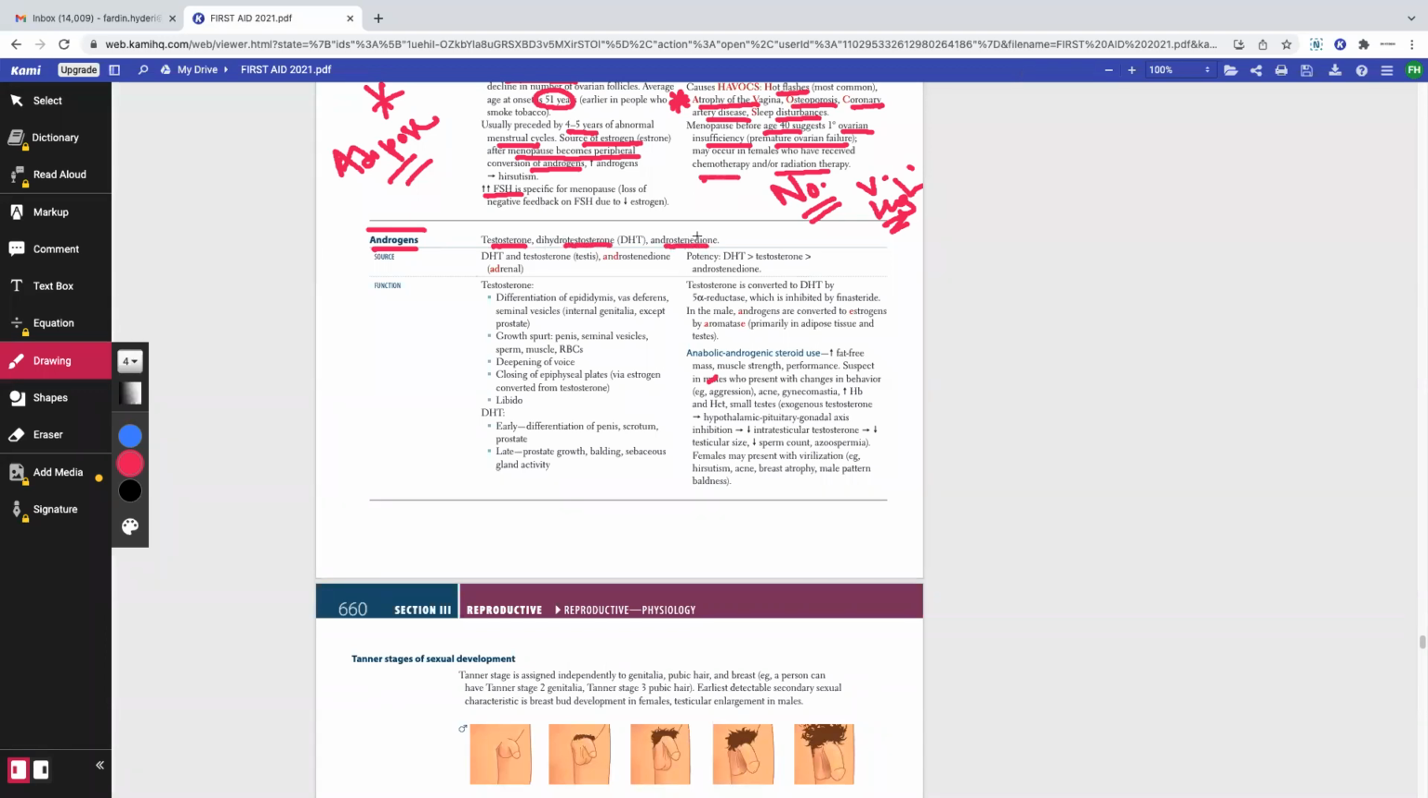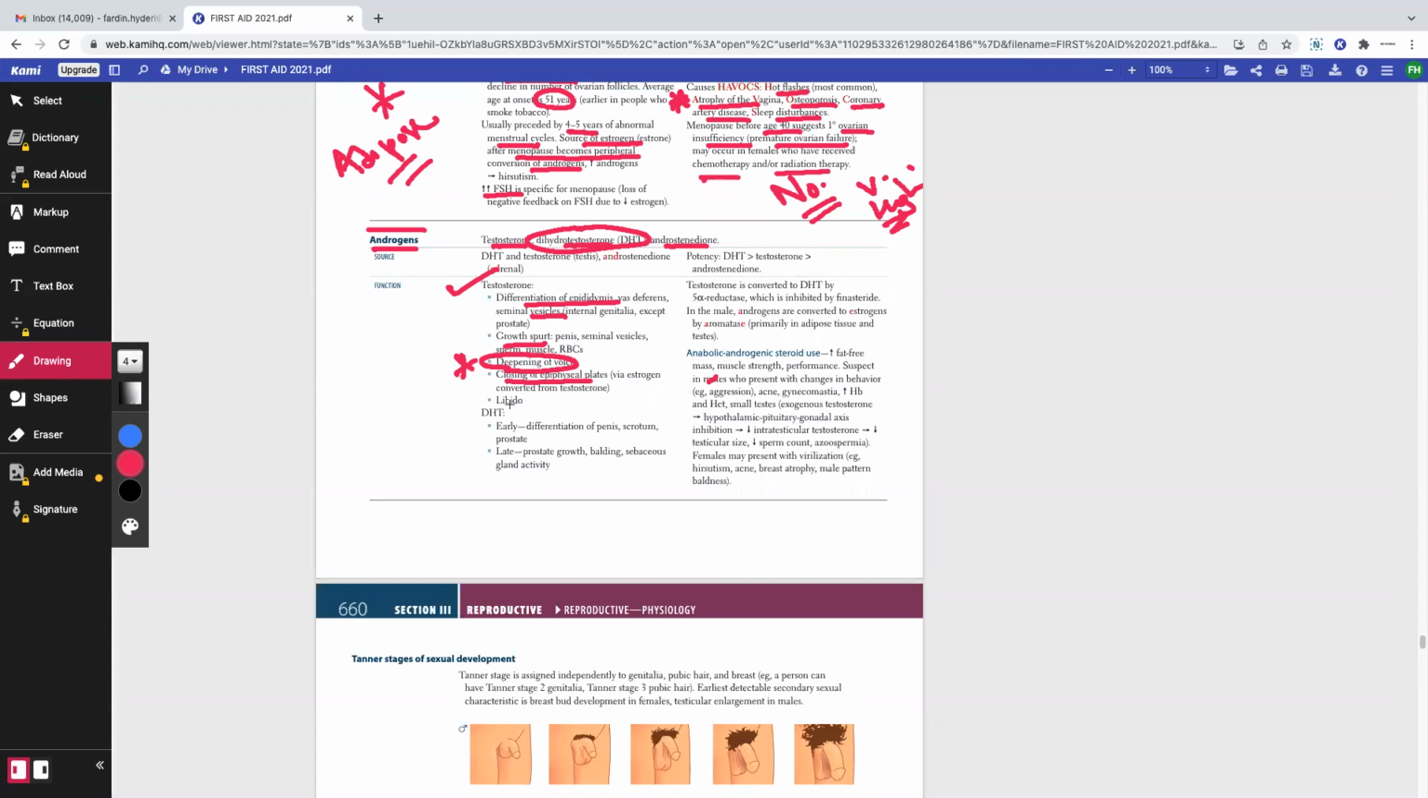So there's androstenedione, and then from androstenedione you have testosterone, and testosterone is converted to dihydrotestosterone by 5-alpha reductase. Dihydrotestosterone is one of the most important substances. So the function of testosterone is very simple: differentiation of the male reproductive system, growth spurt for males, deepening of voice. This is very important. You guys remember I told you, if there's a female who comes to you with voice deepening, is it due to internal secretion of androgens or exogenous secretion of androgens? Which one? Exogenous source. Always remember this.